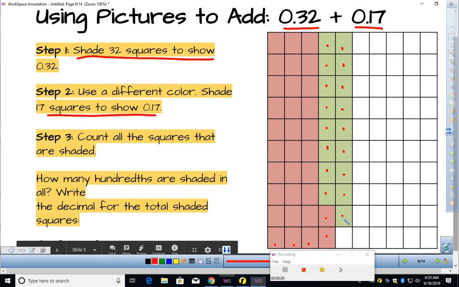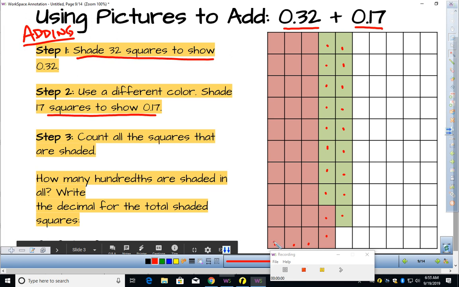Before I talk about the answer, I want to go over these steps one more time. When you are adding, this is how it works. Using one color, shade in your first number. Using a second color, shade in your second number. And then we're going to count all the squares that are shaded.